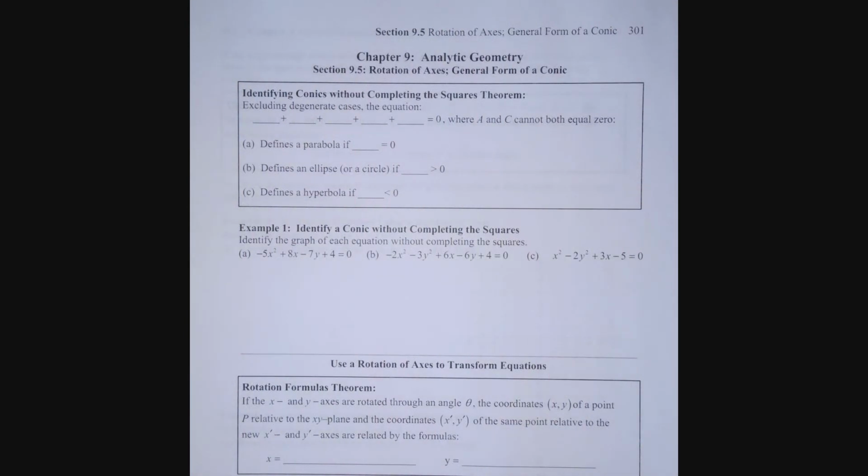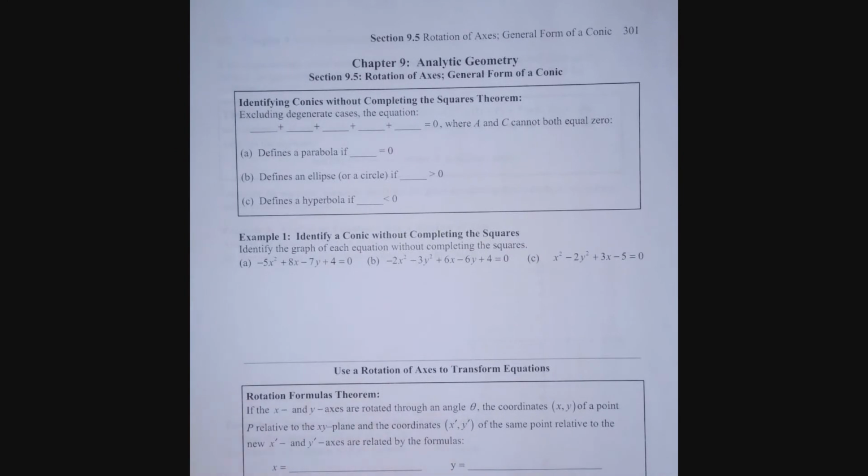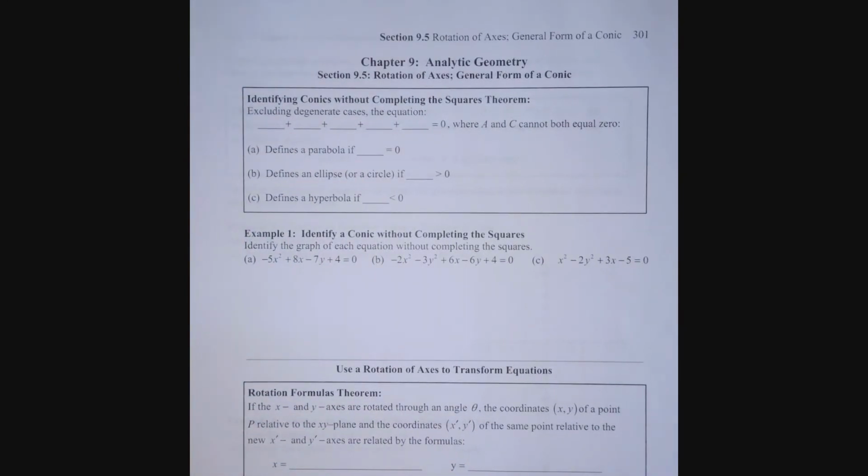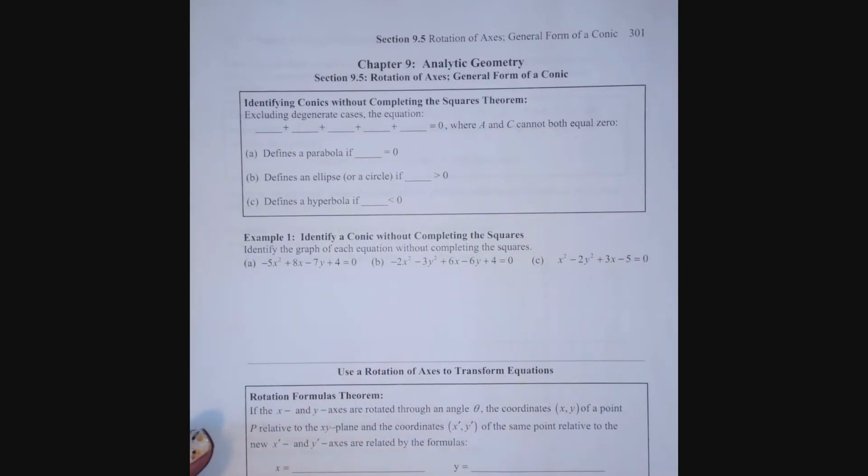Alright, in 9.5, we're talking about rotating axes to get the general form of our conic equation. The equations that go with this section and the calculations are fairly intense, I guess I'm going to say. So we are going to do the extremely shortened version of section 9.5.